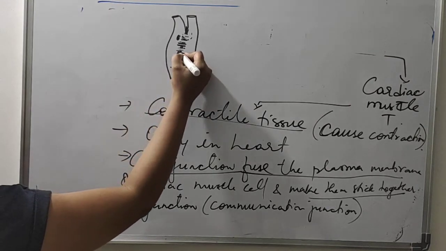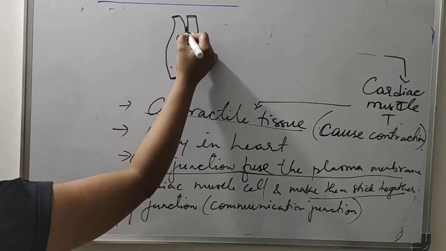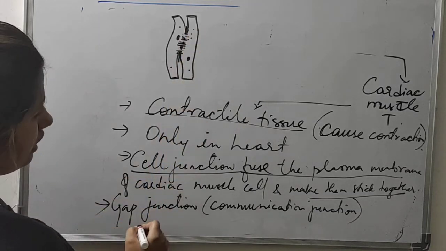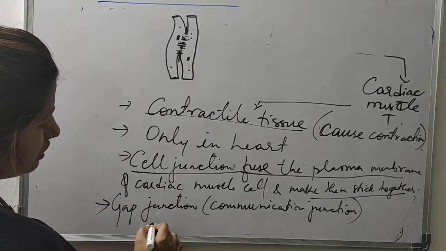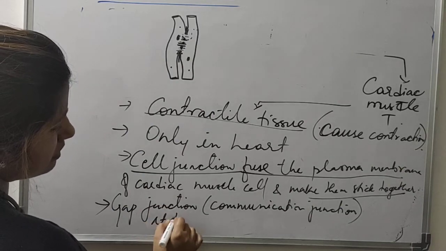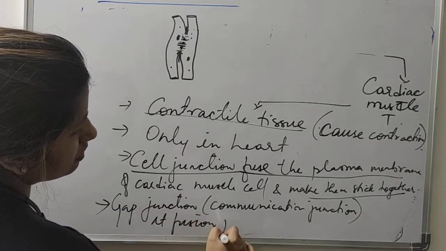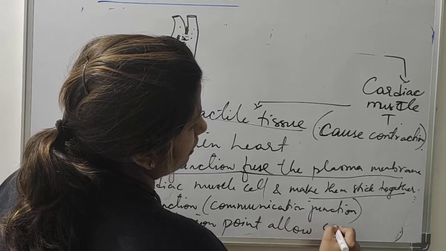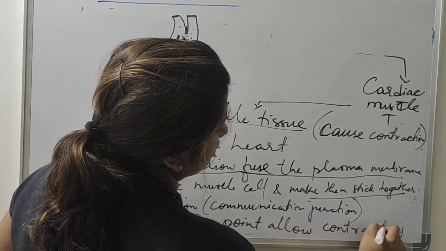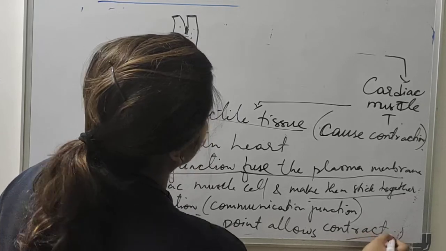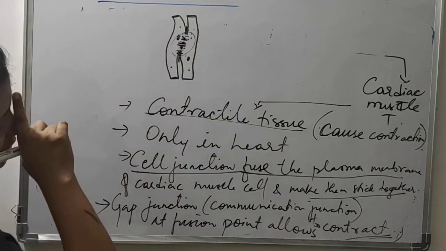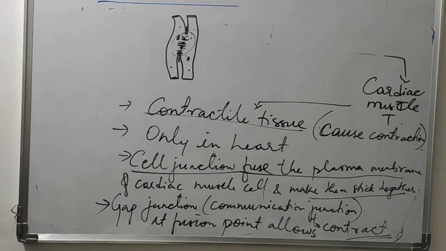Here is the fusion point. We know that here is the fusion point. Both the cells have fused together and allow the cell to contract. So in this way, this gap junction at the fusion point allows it to contract. Okay, at this fusion point only the contraction takes place.